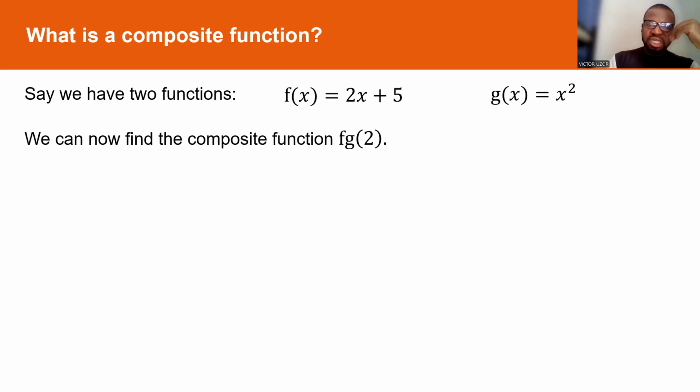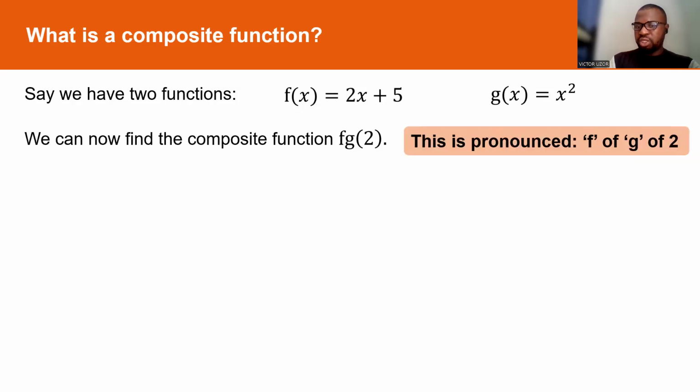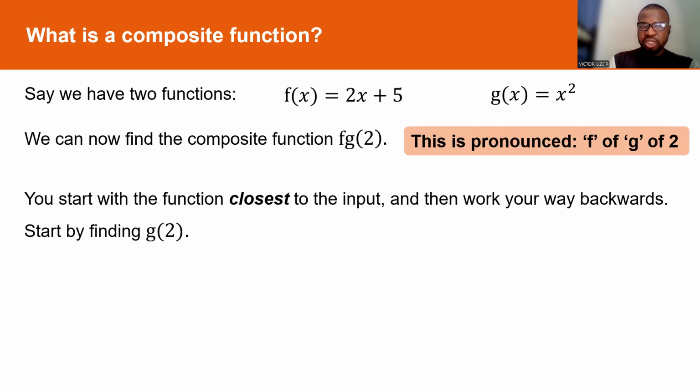But look at this particular one. It says now we can find the composite function fg of 2. In other words, there are two ways I tell people to do that. You solve it backward: f of g of 2. So you put 2 in your g. The answer you get, you put it in your f. You start with the function closer to the input.